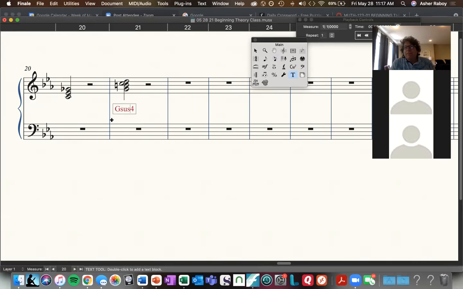As a dominant, I think, it wants to go to one. We call it dominant function. It functions exactly the same way the five chord functions. In fact, it shares a lot of notes with the five chord. So it wants to go to one. So anytime you have a leading tone chord or leading tone seven chord, it wants to go to one.